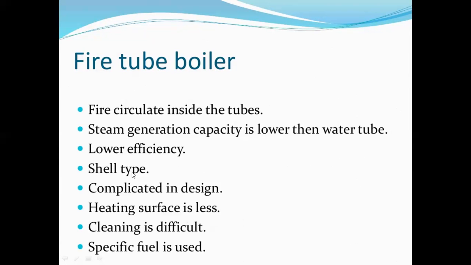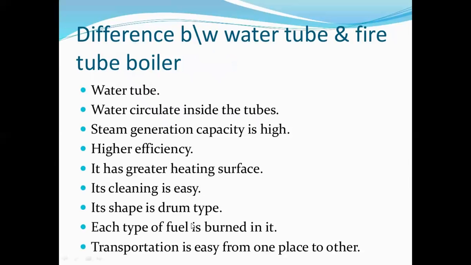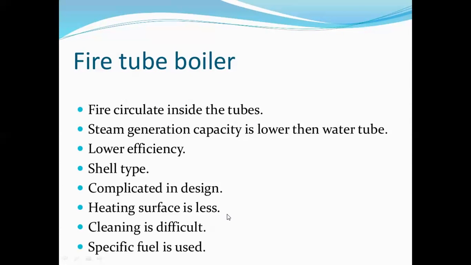It is a shell type boiler, because here we have a large quantity of water. Whereas the water tube boiler is a drum type, where the quantity of water is less. It is complicated in design. Heating surface is less, because within the tubes the fire flows, surrounded by the water. The cleaning is difficult, and a specific fuel is used. A particular fuel should be used.